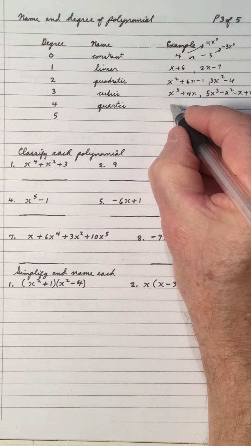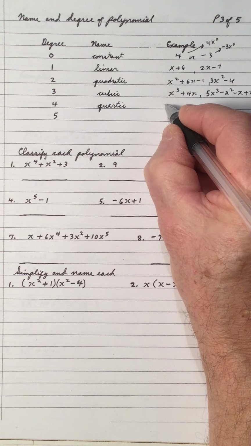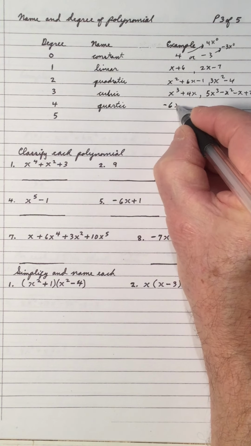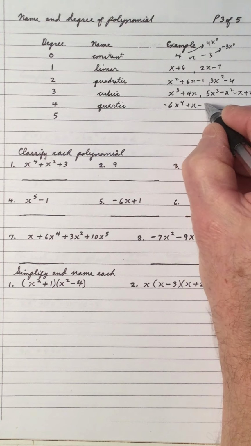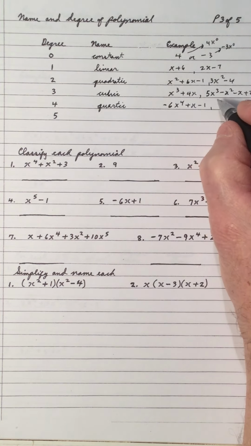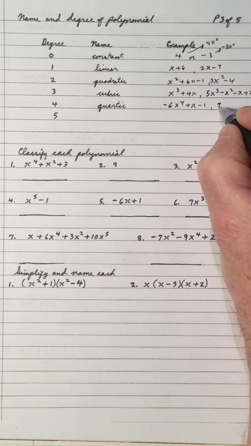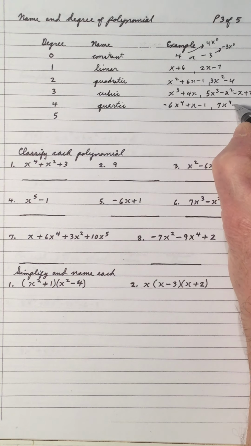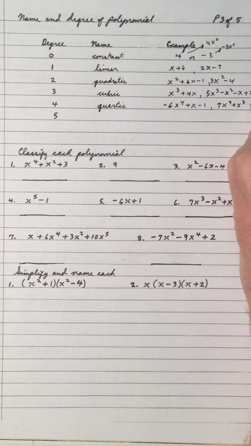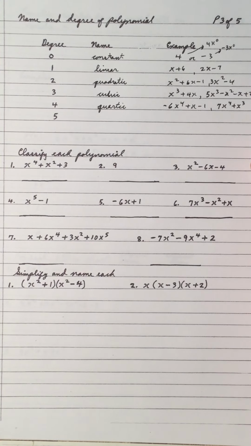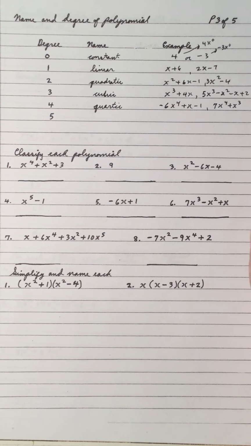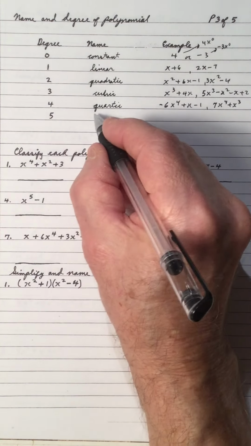Q-U-A-R-T-I-C. Degree 4 starts with an x to the 4, so it could be negative 6x to the 4 plus x minus 1, as long as it starts with a degree 4. And 7x to the 4 plus x cubed, etc. So as long as it starts with x to the 4.